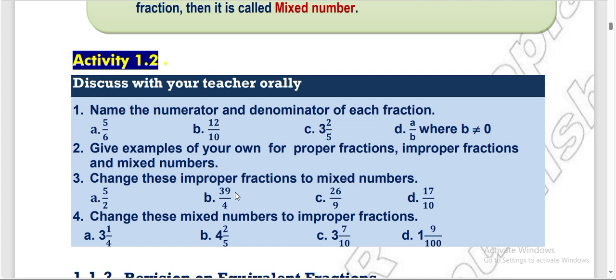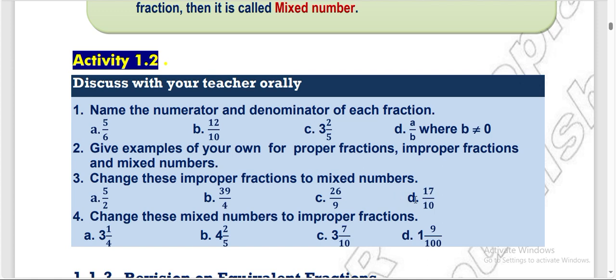This one is an exercise. You should change or calculate the given improper fractions into mixed fractions. When we write 5 over 2, we calculate 5 divided by 2, which is 2 with 1 left, so 2 and 1 over 2. This one is 9 over 4, which is 2 and 1 over 4. This one is 2 and 8 over 9. We can write this one as 1 and 7 over 10.